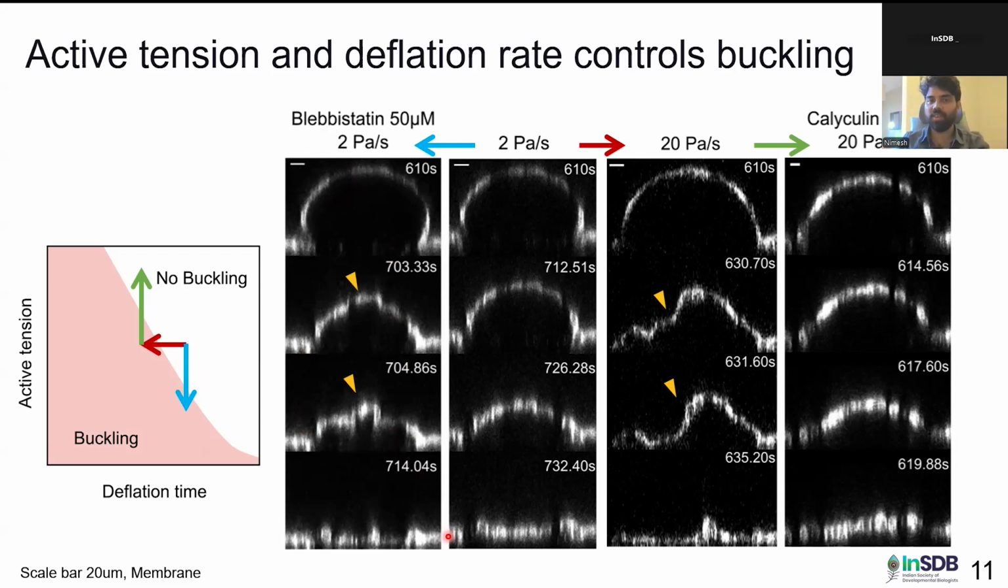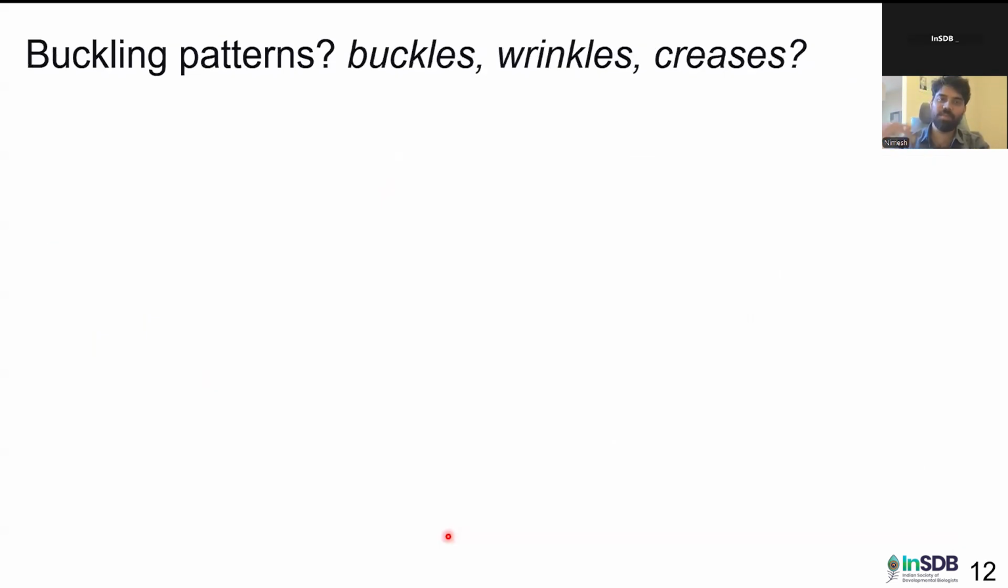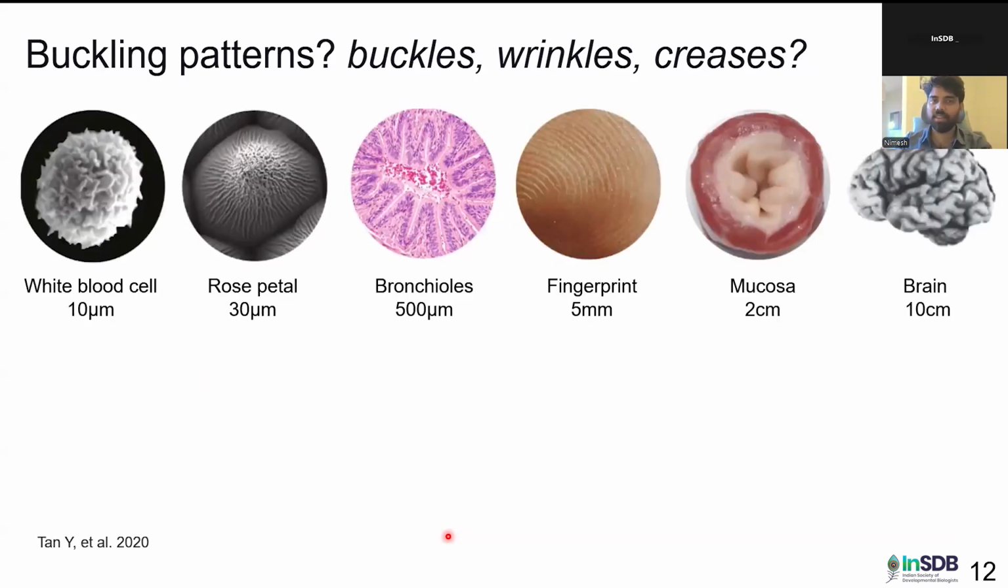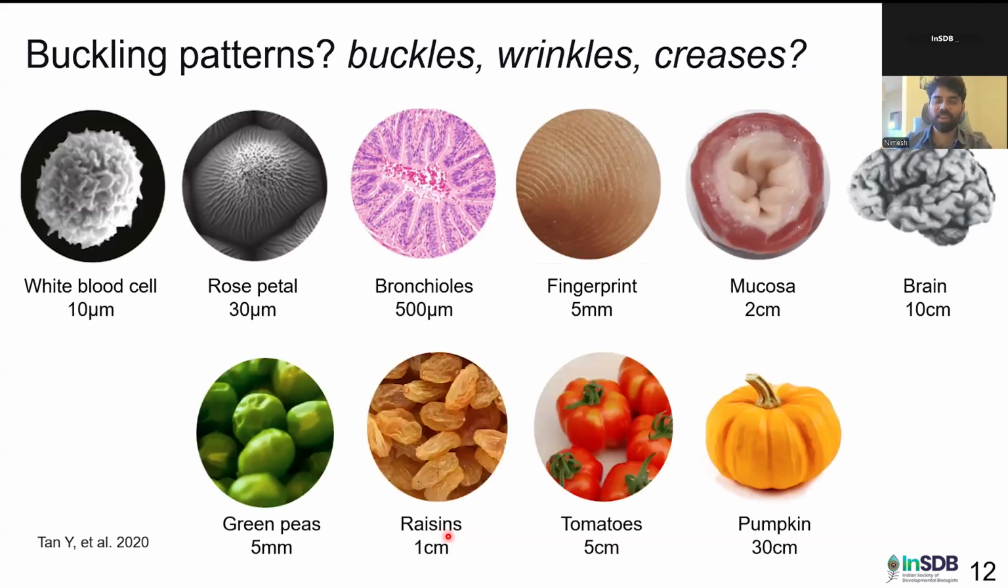So the next question we asked: what is the outcome of this buckling? Buckling is typically associated with buckling patterns, buckles, wrinkles, creases. In many natural systems, buckling and compressive stresses have been implicated in various pattern formation at all scales, from subcellular scale to organ level scales. And funnily, I recently found the same compressive stresses are also responsible for driving creases in pumpkins and raisins.